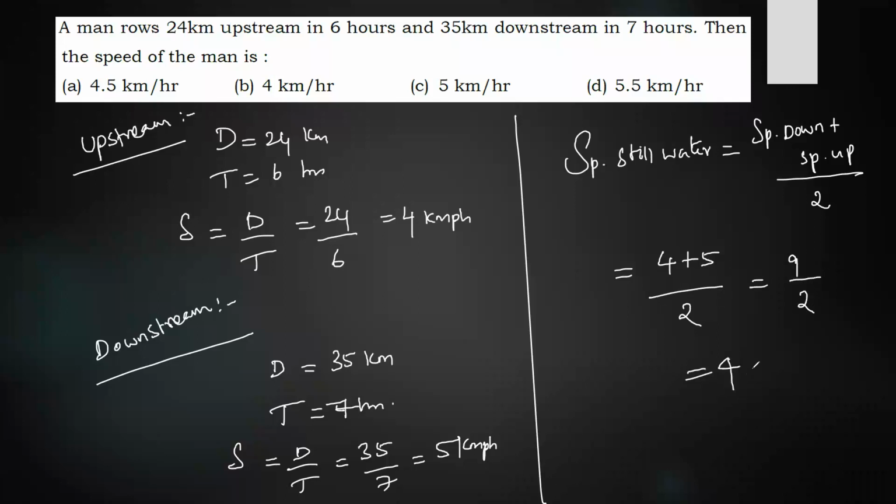So speed of still water, or man, or boat, is speed of down plus speed of up, the average, by 2. So 4 plus 5 divided by 2. So 9 by 2, 4.5 kilometer. You can directly do it by seeing the question. This is 4 kilometer per hour, this is 5 kilometer per hour. Still water is average of 4 and 5. Average of 4 and 5 is 4.5. Can do it directly if you know the exact formula. Is it clear? Any doubt?